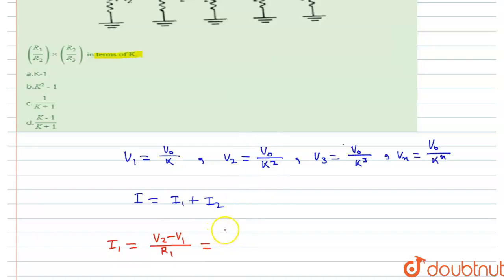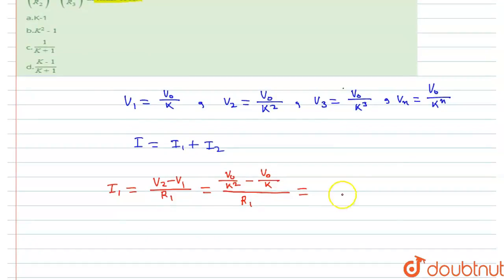Now V2 is equal to V0 by K square, so we can write V0 by K square minus V1, which is V0 by K, divided by R1. We can take V0 by K common, so this is equal to V0 by K into 1 by K minus 1, divided by R1. This is what we consider I1.